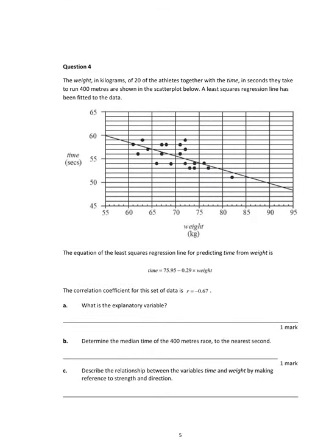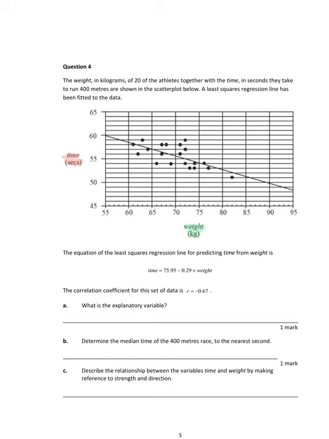Question 4, the weight in kilograms of 20 of the athletes together with the time in seconds they take to run 400 meters as shown in the scatter plot below. A least squares regression line has been fitted to the data. What we can see, guys, is there's a general trend that as someone's weight increases, the time to run this 400 meters is decreasing. And that's shown just by the regression line.